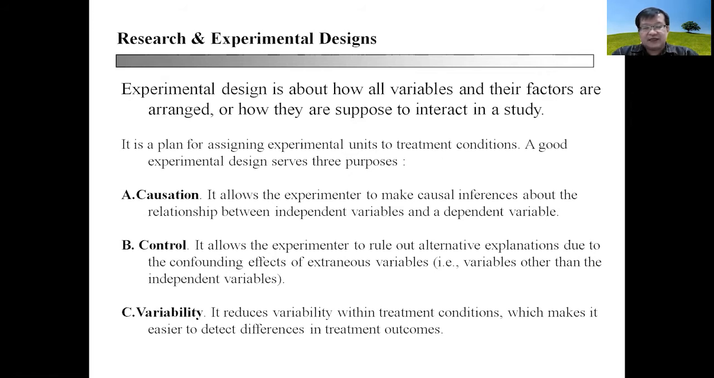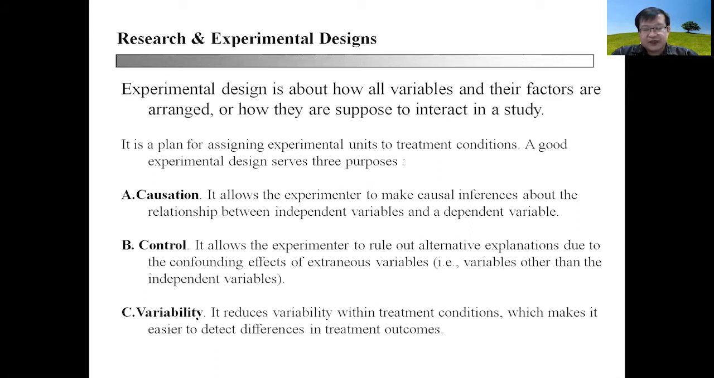The essence here is that the experimental design should serve three purposes. Number one is causation. Number two, the experimental design should have some degree of control over the outcome. And thirdly, it should show some degree of variability so that observation can be meaningful.